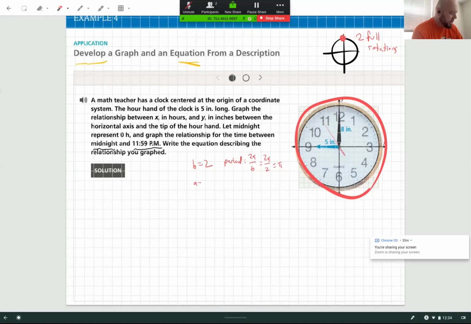The other thing we've talked about today is amplitude A. Amplitude is how high or low the function goes above the midline. So if we're on a clock, the midline would be the x-axis that I just sketched through the middle. It would be like the 3 to 9 o'clock axis. Because our hour hand is 5 inches long, that means that when we're at midnight, at 12 o'clock, the hour hand is going to be 5 units above the midline. So our amplitude is 5. And when we're at 6 o'clock, AM or PM, we're going to be 5 units below the midline. So that's our amplitude A.